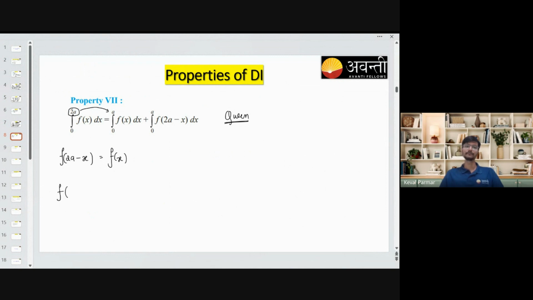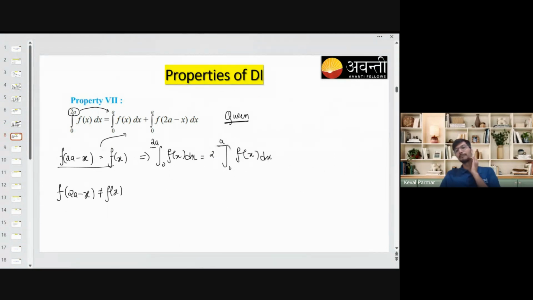If both of them are the same, that means f of 2a minus x equals f of x, then our integration from 0 to 2a will become, you can substitute it here, 2 times the integration from 0 to a of f of x dx. The upper limit will get halved.